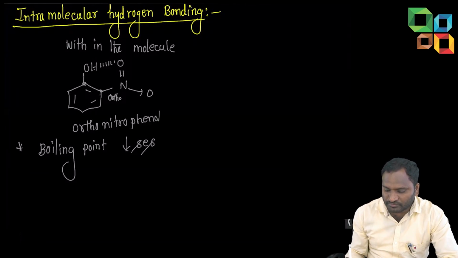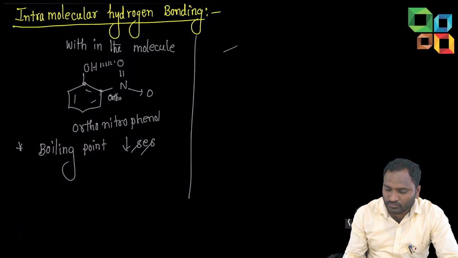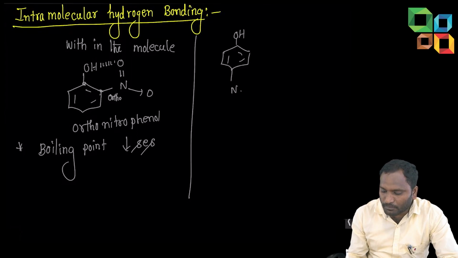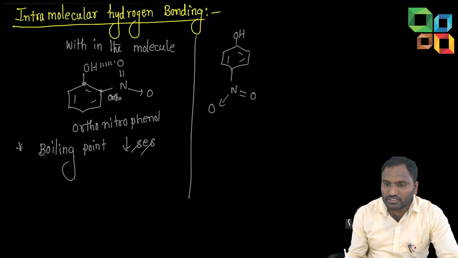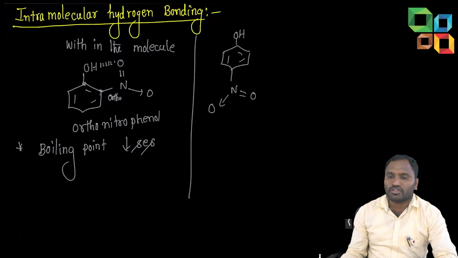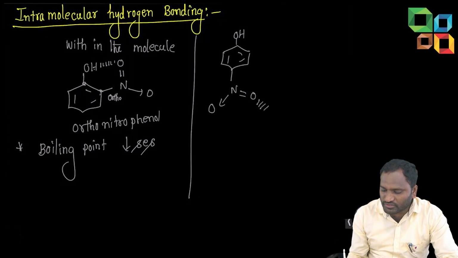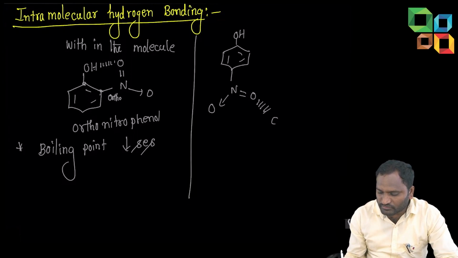Example, if I take orthonitrophenol, it has intramolecular hydrogen bonding. Exactly opposite to the phenol OH group is the para position. In the para position, the nitro group is there. This hydrogen bonding is not possible. Intramolecular is not possible, so it has to form intermolecular. At that time, you have to take two molecules.